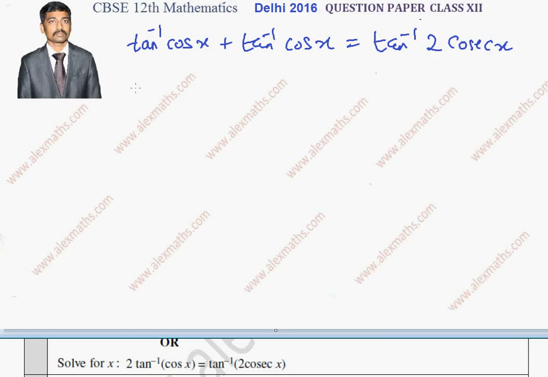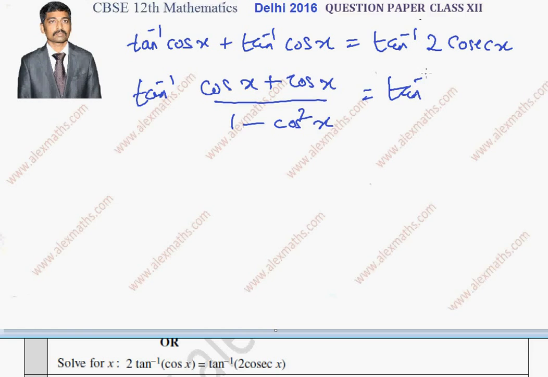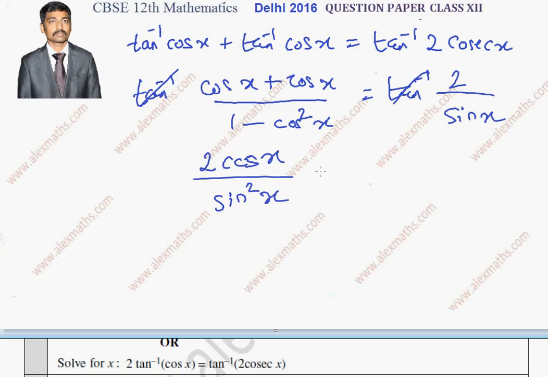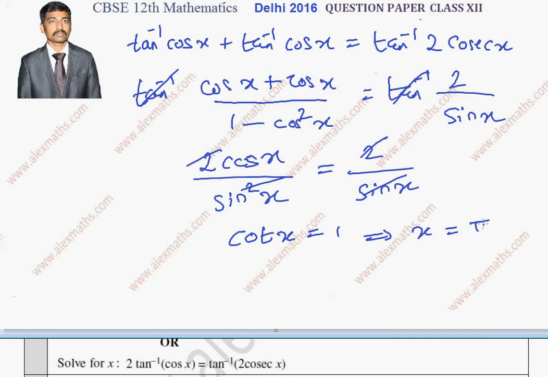In LHS I am going to apply the tan inverse x plus tan inverse y formula. So tan inverse (x plus y), so cos x plus cos x whole divided by 1 minus xy, so 1 minus cos square x, equal to tan inverse 2 by sin x, because cosecant x is 1 by sin x. So tan inverse we can cancel on both the sides. So this side 2 cos x by sin square x equal to 2 by sin x. So 2 we can cancel, sin and sin square also we can cancel. Finally cot x is equal to 1, which implies x is equal to pi by 4.